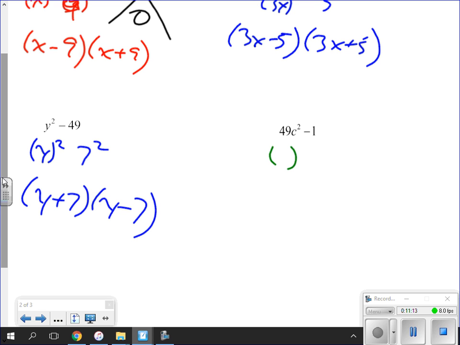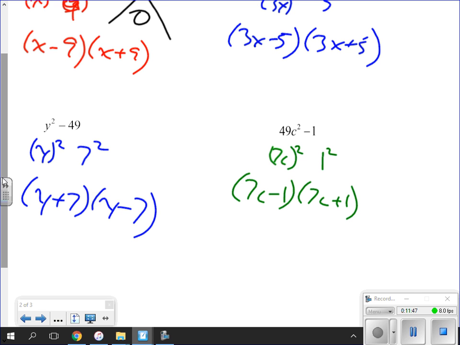So 49 c squared. Well, 49 is 7, and then c squared is c, so I have 7c. What about 1? Is 1 a perfect square? Yeah, 1 times 1. 1 is a perfect square. It's a perfect cube. 1 is a perfect anything. 1 times itself no matter how many times. So I have 1 squared. So I have 7c minus 1, 7c plus 1.